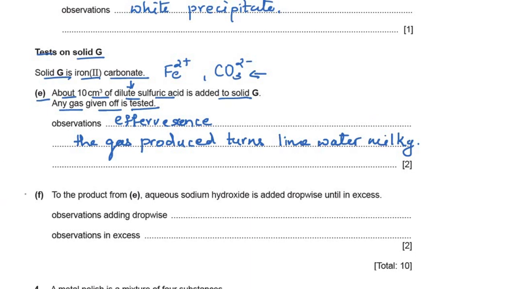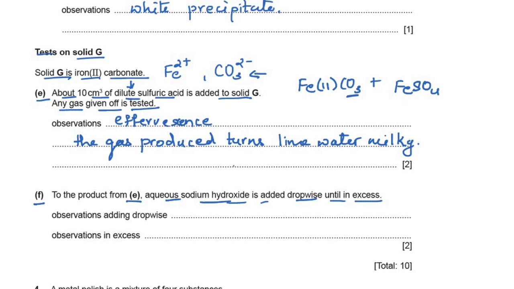Okay, let's go ahead with the sub question F. It says to the product from E, aqueous sodium hydroxide is added dropwise until it is in excess. Now the products here to the solution F. Now what has happened? We have iron 2 carbonate, and if we are adding sulfuric acid to it, obviously the carbon dioxide has evolved off. The product will be ferrous sulfate, FeSO4.